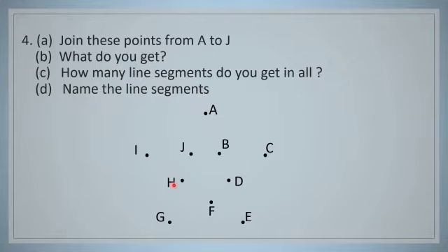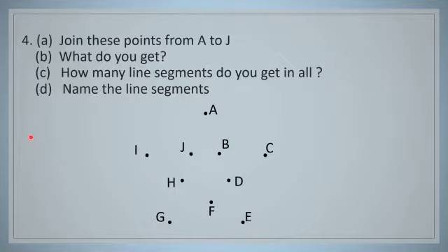And the fourth question we have has 4 sub-questions. The first one is, join these points from A to J. What do you get? How many line segments do you get in all? Name the line segments. So let's start with the first one. Join these points from A to J. There are these points given to us, and we have to join them according to the alphabet.